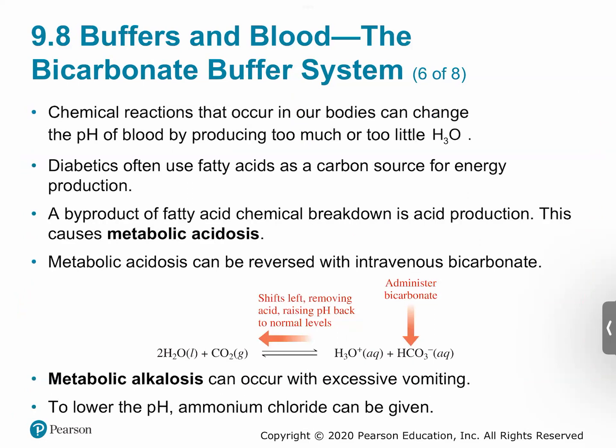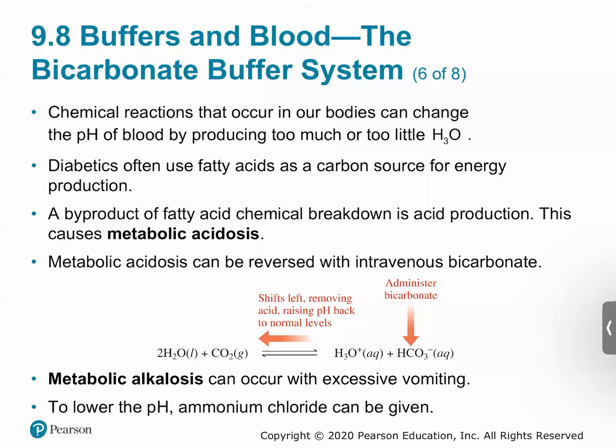And we're going to have chemical reactions in our body happening all the time that are going to be stressors that change the pH of the blood depending on how many hydronium ions are there. You can have too much or too little, but you don't want too much or too little. So diabetics in their metabolism use fatty acids as a carbon source. And they do this because they don't respond to sugar. So one of the byproducts of that chemical breakdown of fatty acids is going to end up causing acidosis.